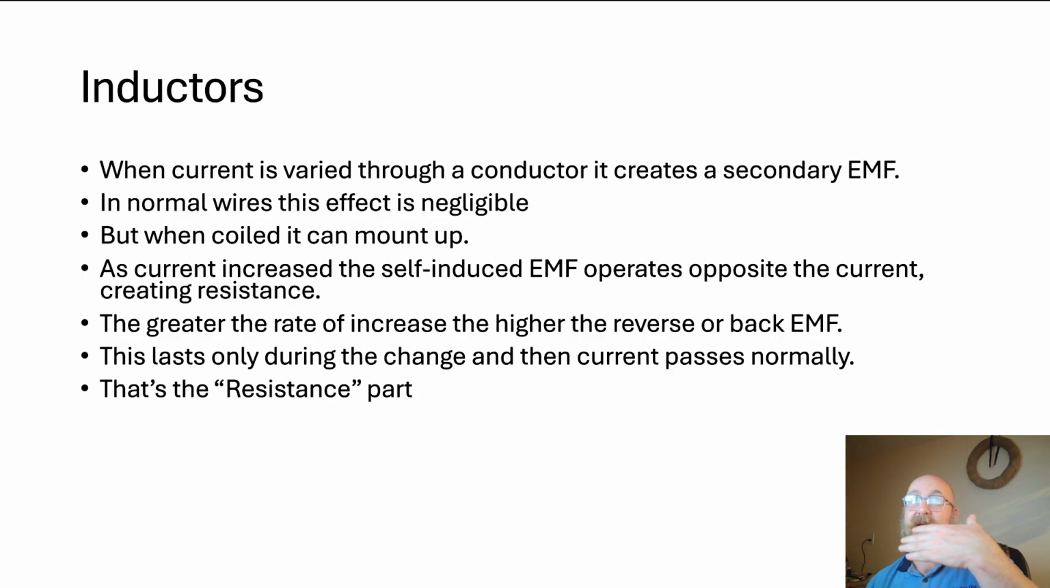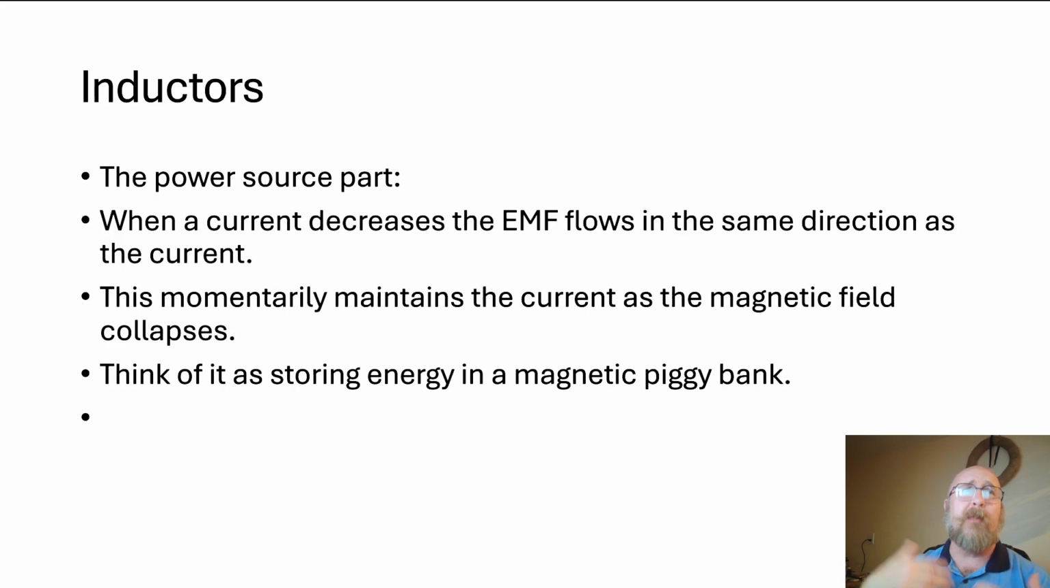So the greater the rate of increase of our current, the greater the reverse or back electromotive force. And that lasts only during the change. And then once our current is steady, current passes normally. So that's the resistance part. The power source part comes in when current decreases, then the EMF flows in the same direction as current. So this will momentarily maintain the current as the magnetic field collapses.